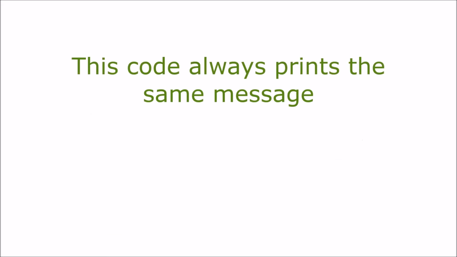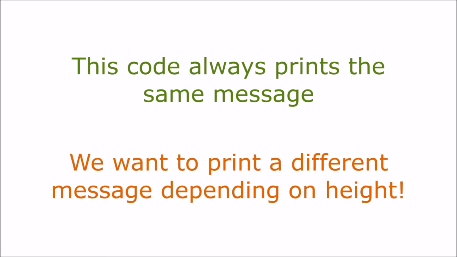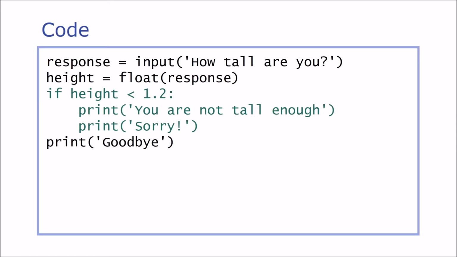Obviously this isn't quite right. We ask the person's height, but the code always prints the same message. We want to print a different message depending on the height. Here's some extra code marked in green. This is an if statement.